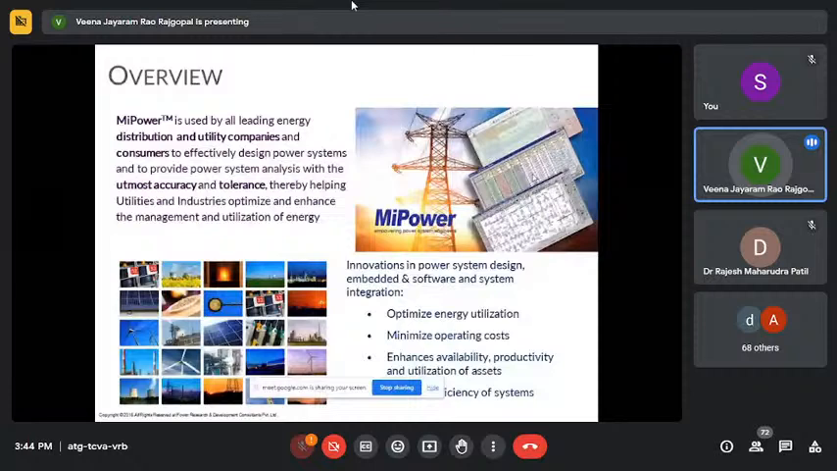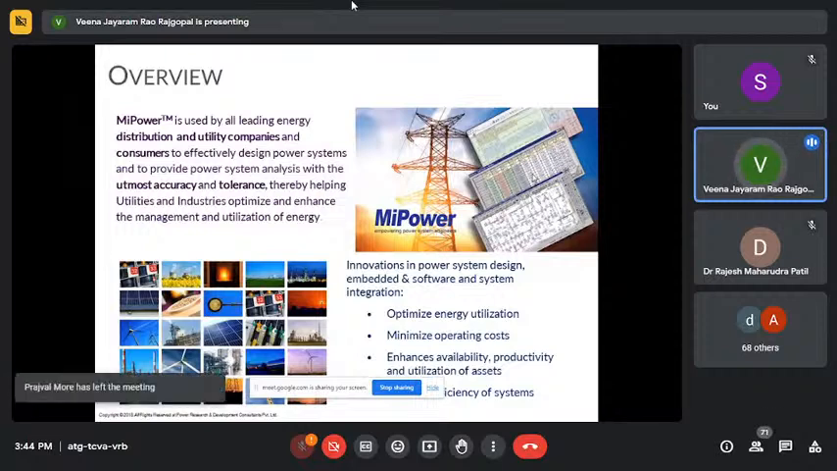MyPower is basically used by all leading distribution and utility companies. They use it for their planning. Then, as a part of this, you have the forecasting also.